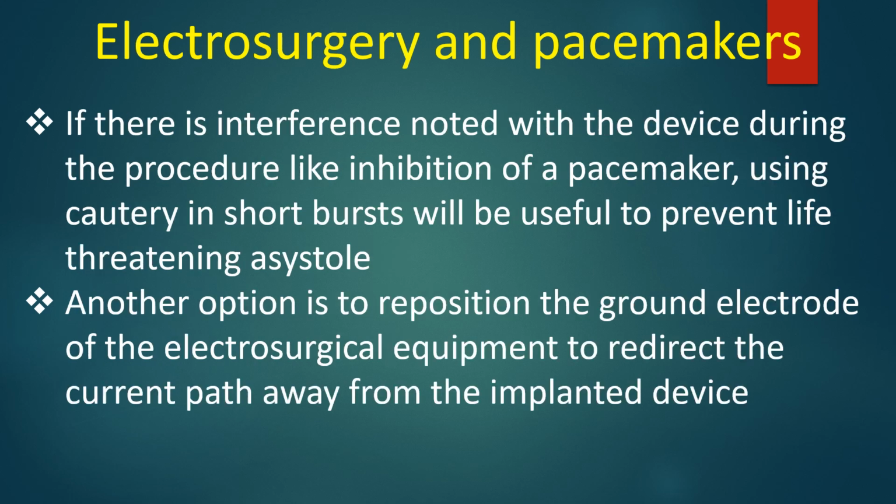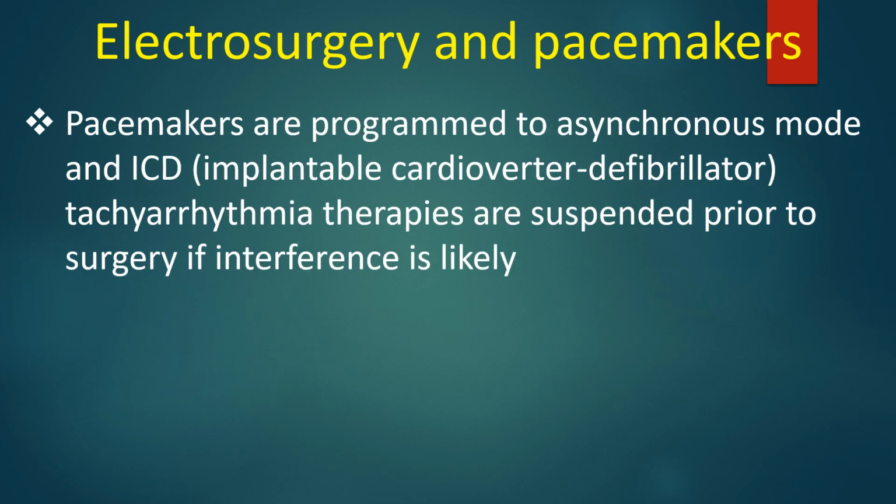If there is interference noted with the device during the procedure, like inhibition of a pacemaker, using cautery in short bursts will be useful to prevent life-threatening asystole. Another option is to reposition the ground electrode of the electrosurgical equipment to redirect the current path away from the implanted device.